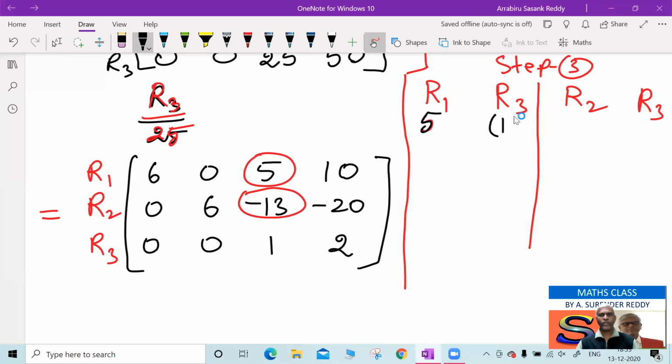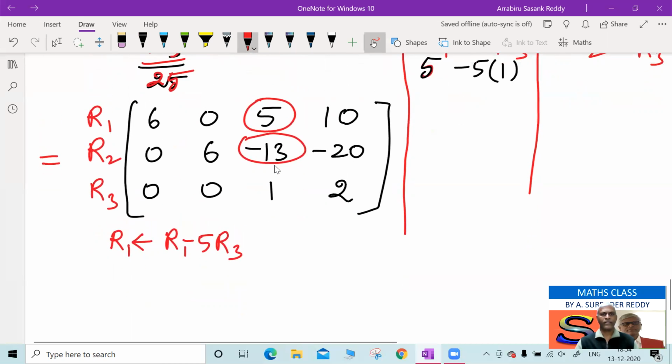5, 1, they are not equal. Multiplying with 5, they become equal, and subtracting. So this is the suitable formula, that is, we are changing R1 as R1 minus 5 R3. This third element becomes 0. సో ఇక్కడ 5 ప్లేస్లో 0 వస్తుంది.